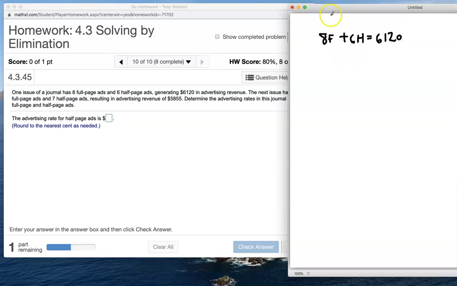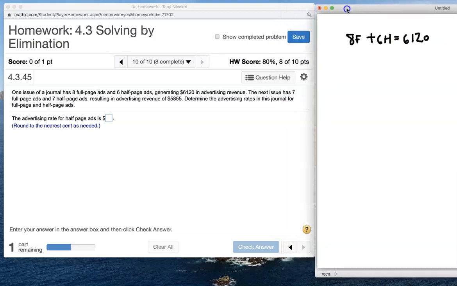Okay. The next issue has 7 full-page ads and 7 half-page ads. So there you have to pay $58.55. So 7 full-page ads plus 7 half-page ads is equal to $58.55. Okay. I think those equations are right. Those equations are good.